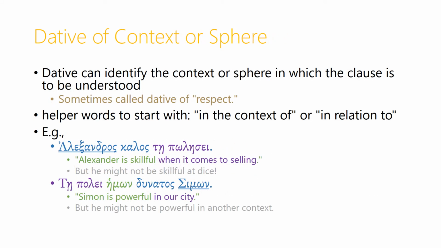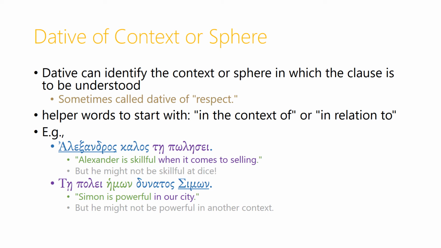In the dative of context or sphere, the dative nominal identifies the context or sphere in which the clause is to be understood. That sounds a little bit abstract. It's also sometimes called the dative of respect, and it might help to think of the dative nominal here identifying the thing or the reality with respect to which, or in relation to which, the sentence is true, the action of the sentence takes place. The helper words to start here are "in the context of" or "in relation to."